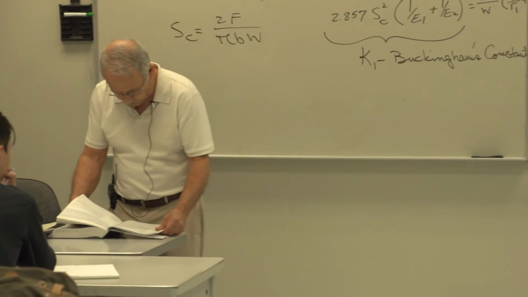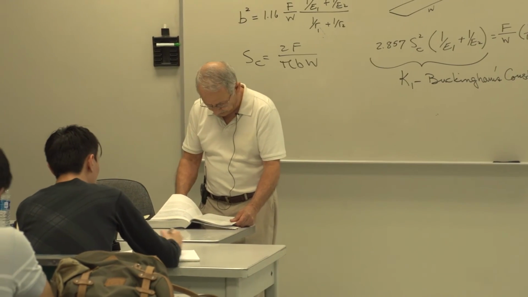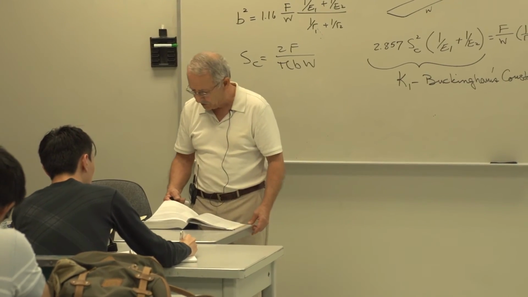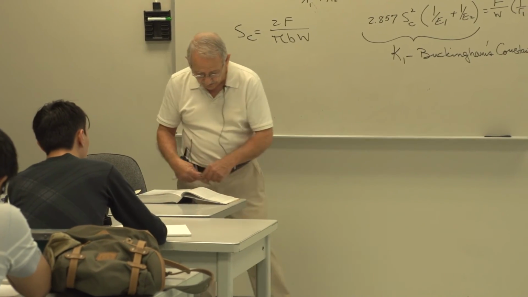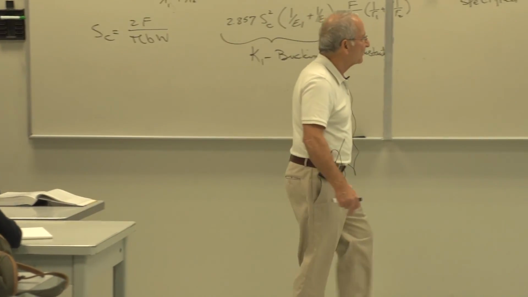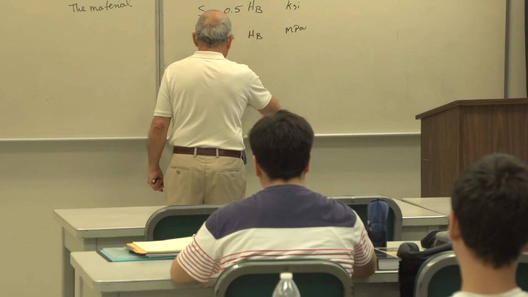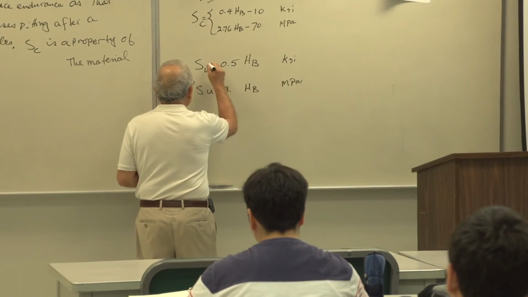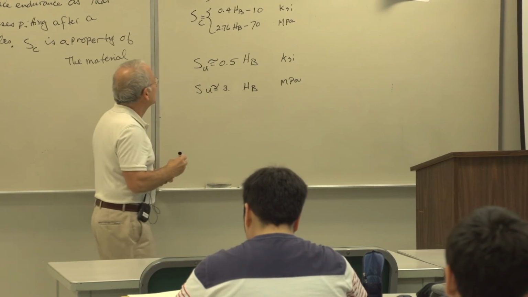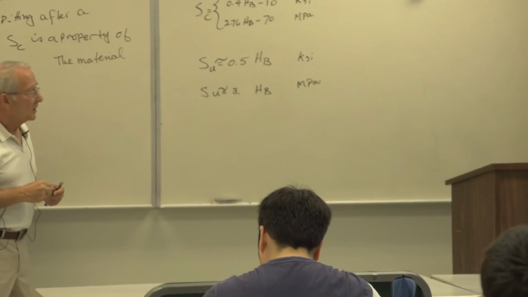Page 52, equation 2-21 for steel, and they have another equation for cast irons as well. And they use 3.4 rather than 3.5. These are approximate equations. These are not exact equations. So I should put that approximate sign there.